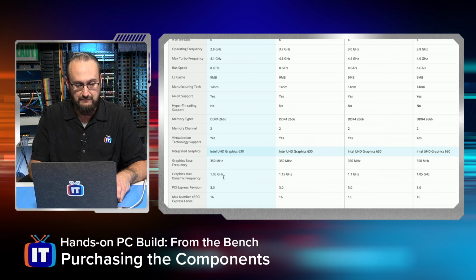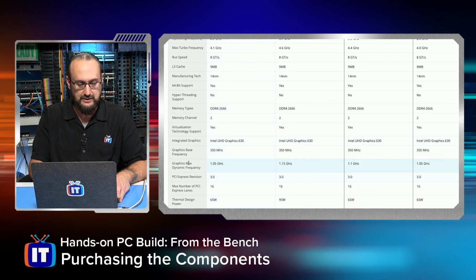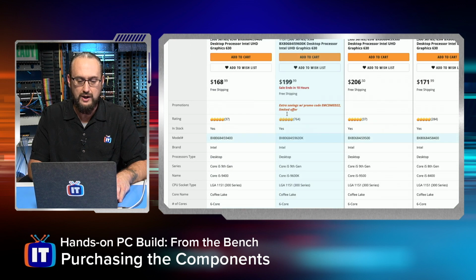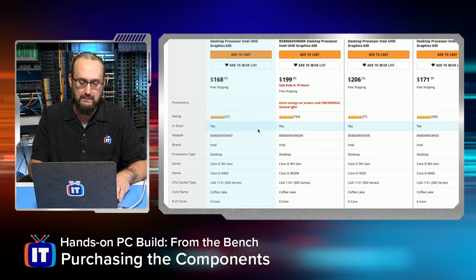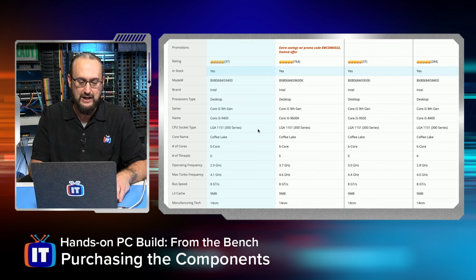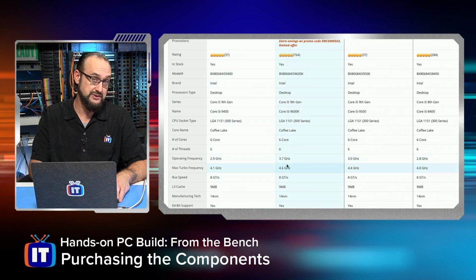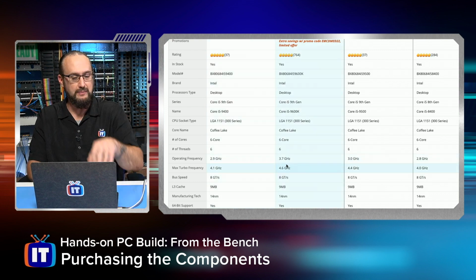All right, looks like for the most part, these are all the same. Looks like there's a little graphics difference as far as the frequencies go. You can see that the max frequency on this one is 4.1, 4.6. So for $199, a little bit more than this $168 one, you're getting just a little bit higher level performance out of it. We still see 6 cores, again 6 threads, operating frequency 2.9 versus 3.7. So again, you're getting a little bit higher performance.